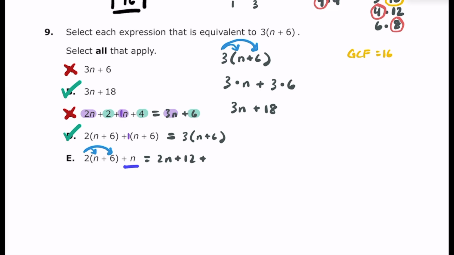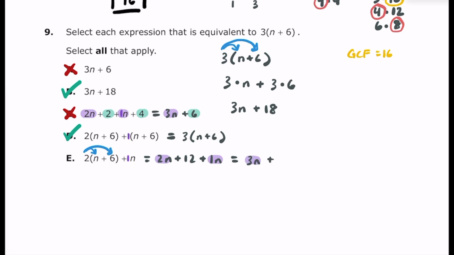And then for this n over here, don't forget that this one has a little coefficient of 1 in front. So it's adding 1 more n onto it. I like writing that 1 in front because sometimes we forget it. And let's see, we have 2n plus 1 more n. That's going to be 3n. Okay, so I'm just going to write 3n here.